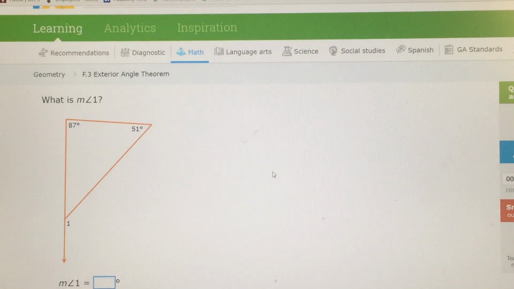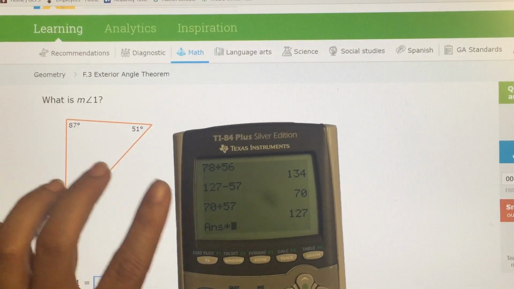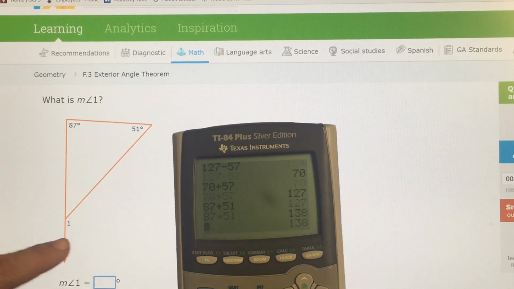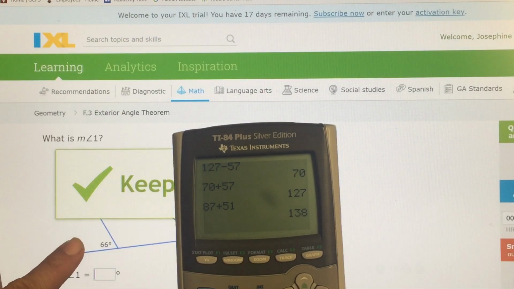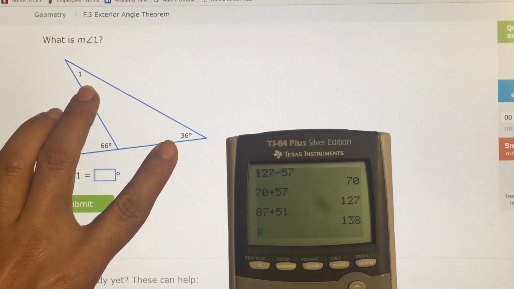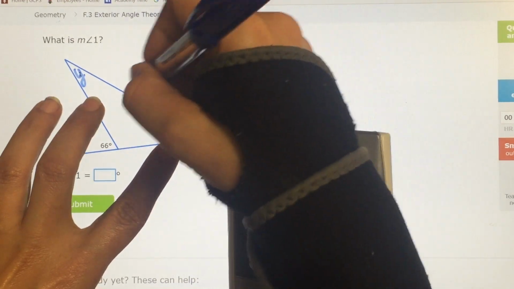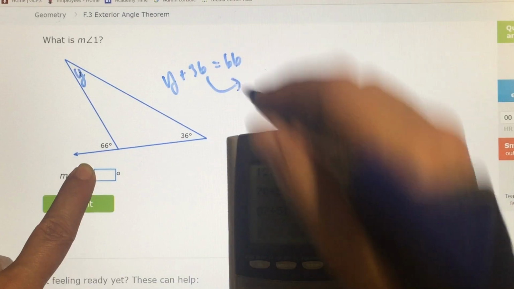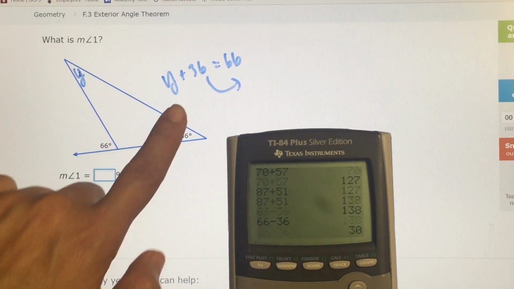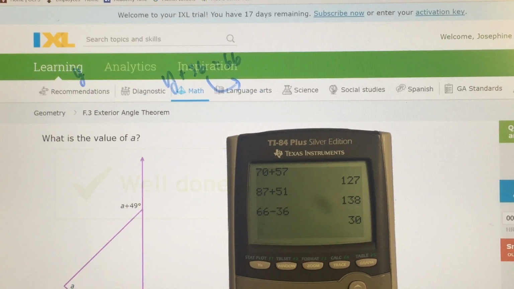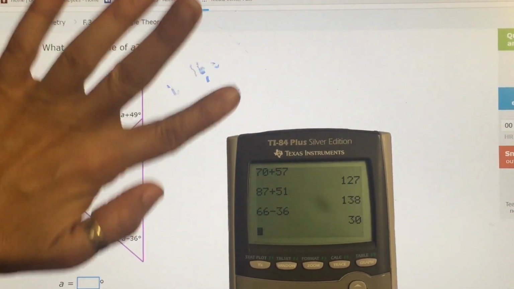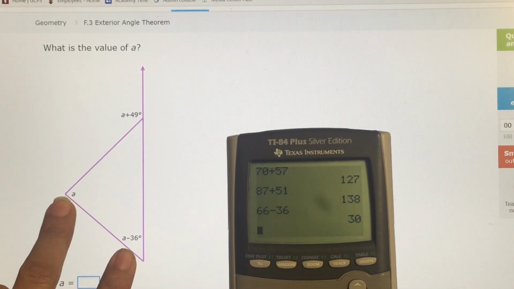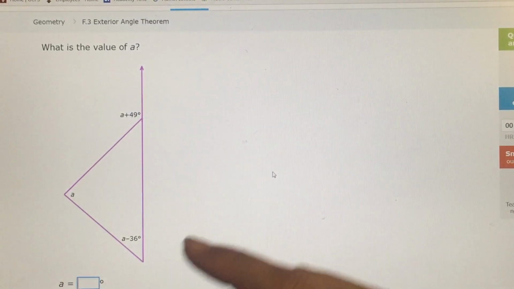Okay, so again, when you add the two that are not attached, they're going to give you the outside. So y plus 36 is going to give you the outside. So take this to the other side, subtract. So it's 66 minus 36. That's going to give me y. So again, the concept remains the same. I don't care what they do. You just have more work to do. When I add the two that are not attached, it's going to give me that one. So that's what I do. I add the two that are not attached.